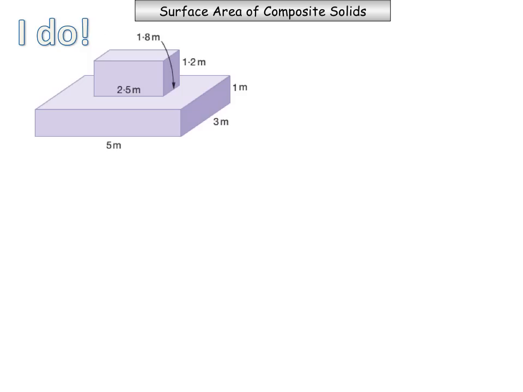Okay, so we're finding the surface area of this composite solid. It's made up of two solids, two rectangular prisms that are different sizes. We have the top rectangular prism and we have the bottom rectangular prism. So the first thing we need, now that we've identified that, is to write that down in an equation.